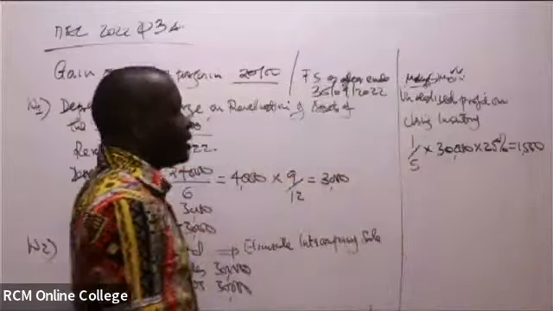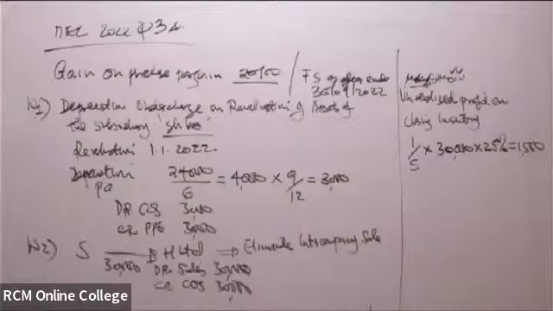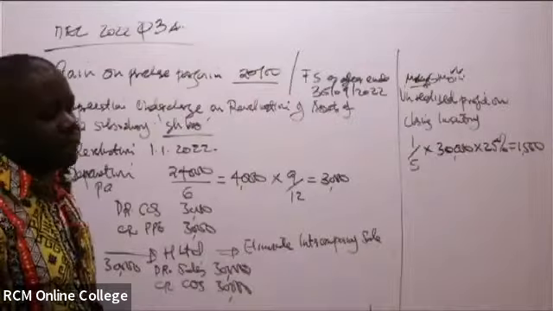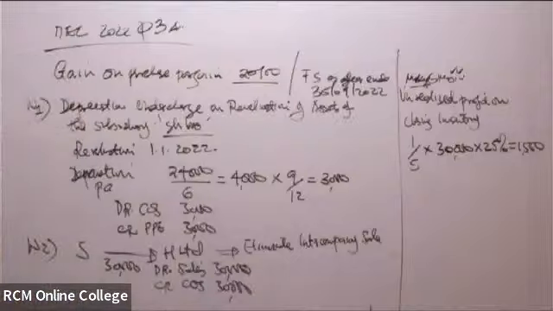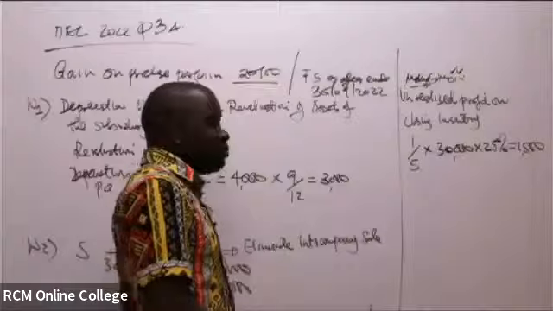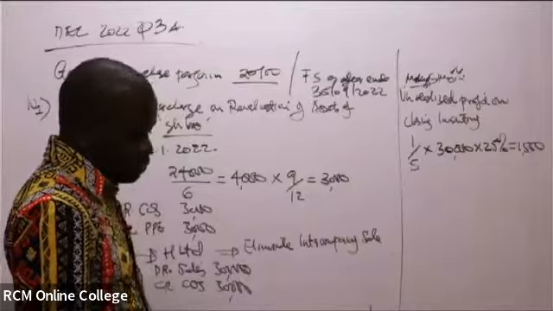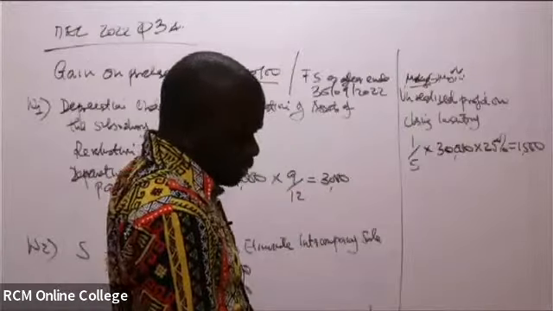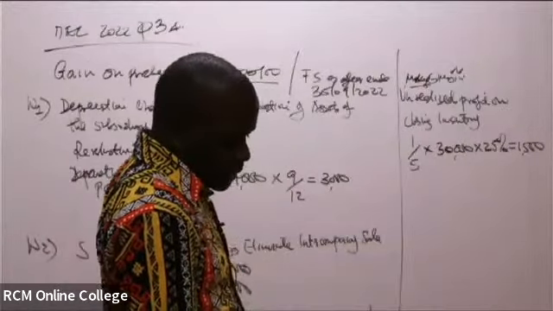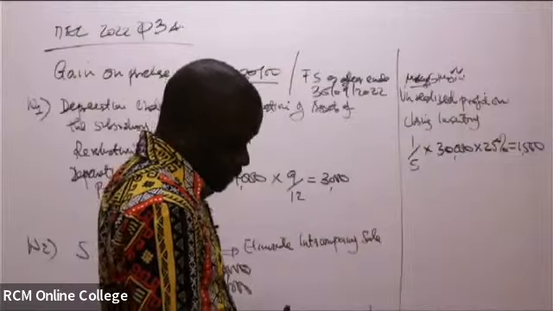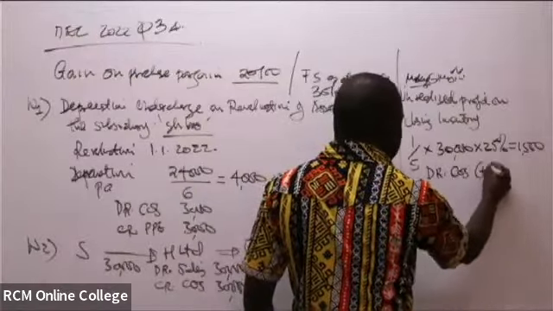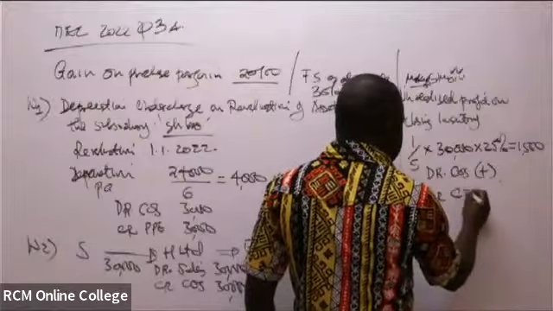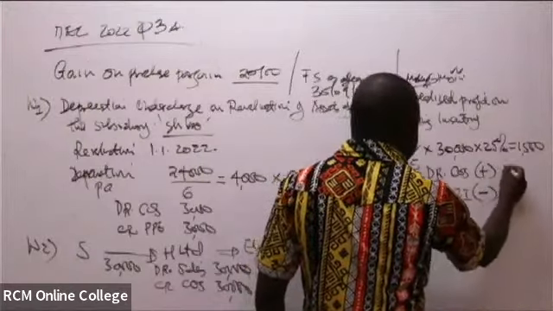1,500. So how do you treat this one? How do you treat unrealized profit on closing inventory? You debit the cost of sales, you add on the cost of sales, and you credit the closing inventory, which means you less it from the closing inventory by the 1,500.